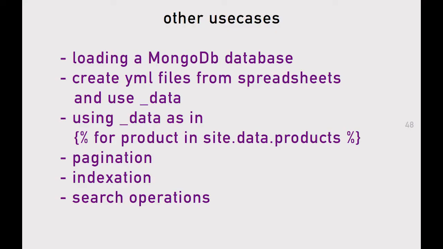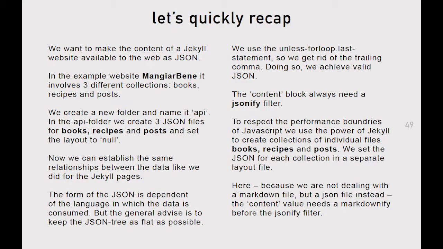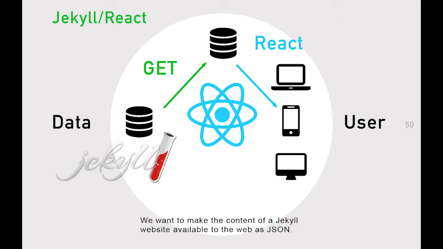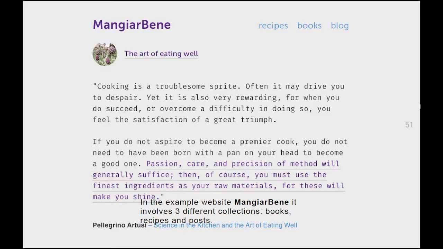Final thoughts. As mentioned before, it is important to respect the performance boundaries of JavaScript. Here we could also think of pagination, indexation, and search operations. Let's quickly recap. We want to make the content of a Jekyll website available to the web as JSON. In the example website, Manjarbene, it involves 3 different collections: books, recipes and posts.